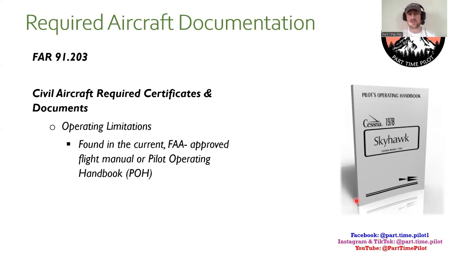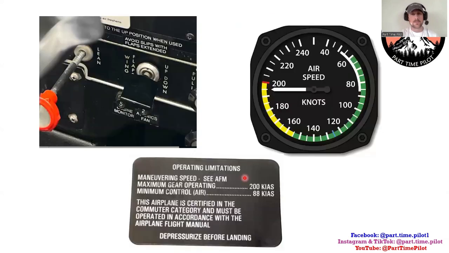So approved flight manual, we call AFM. I kind of should have put that in there. Or pilot operating handbook, we call POH. So just the short acronyms for those two things. So they can also be found outside of the POH or AFM on the aircraft itself.